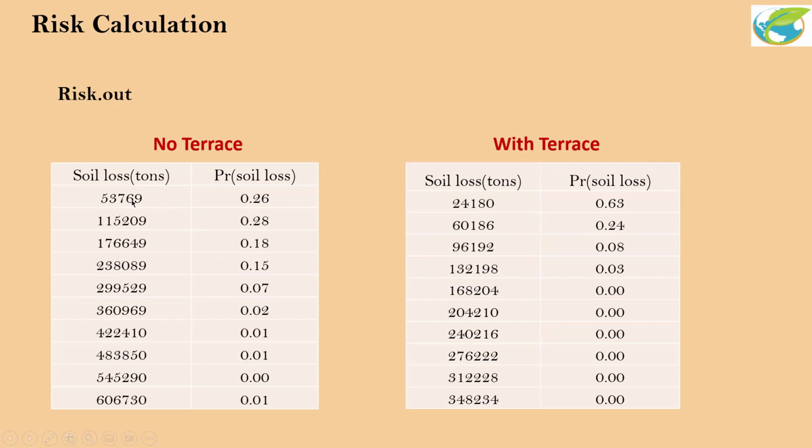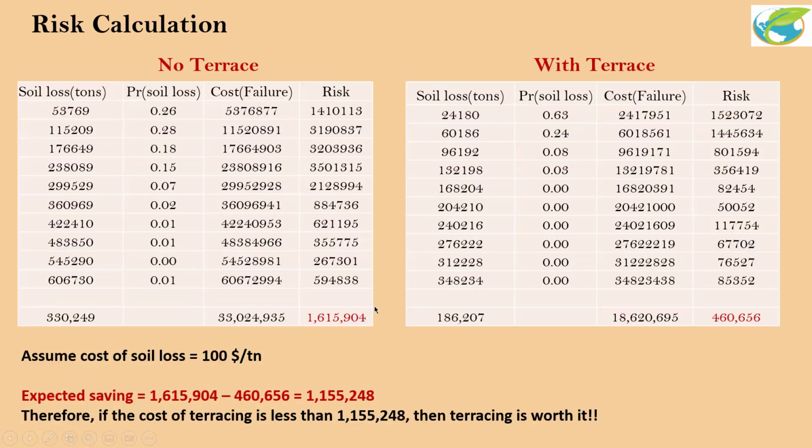So for different soil loss amounts, we have different frequency distribution or probability of soil loss. So if soil loss is very large, of course, the probability is very small. And for small soil losses, the probability is large. And this is with terracing case. With terracing case, the same values are here. So you can see that these are generally smaller than these values without terracing. Now, the next step is to bring those two files in Excel. I will show in the next video.